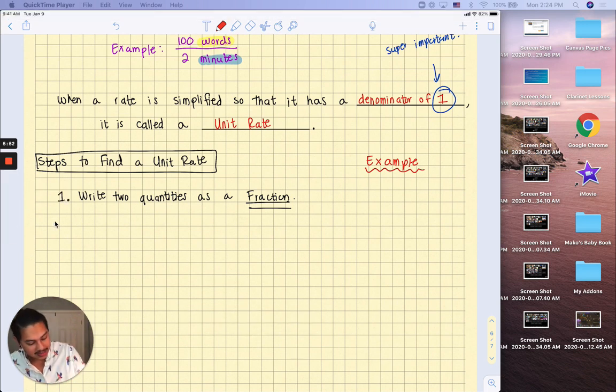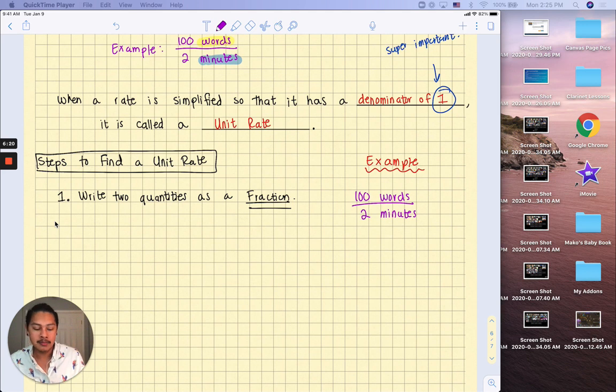We already did that. So we have 100 words, and this is my numerator, the top number. Then in the denominator, we have 2 minutes, so the bottom number is 2.